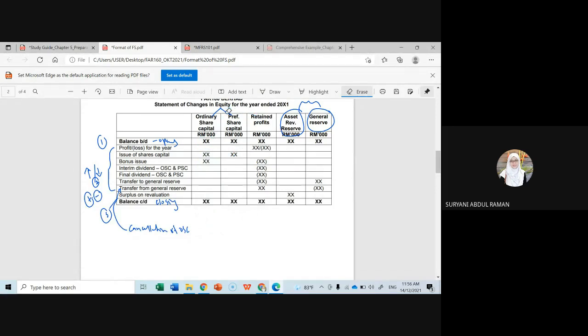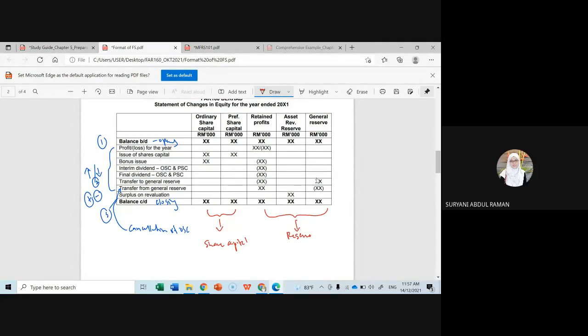But when you continue preparing the financial statement, the standard only requires you to show a summary. So the summary can be broken down into two. You combine these two as share capital, and these three as reserve. Understand or not, class? Yes, madam.